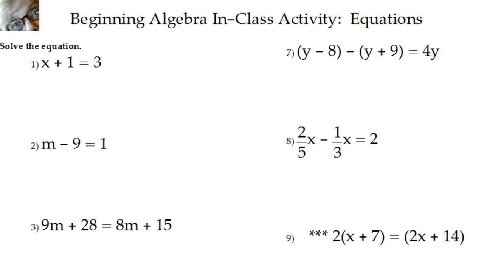So if you rewrite this so everything is a plus, you can just move it around to wherever you want it. All right, so that's what I'm going to do. I'm going to take this y and add it to the negative 1y. I'm going to take that negative 8 and add it to the negative 9.